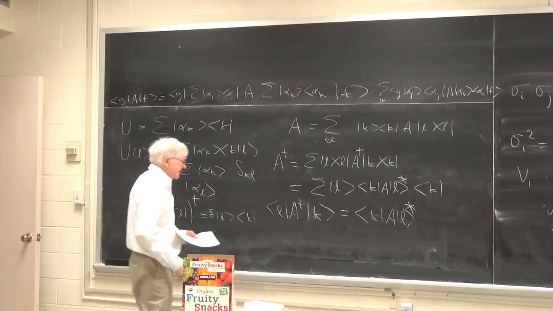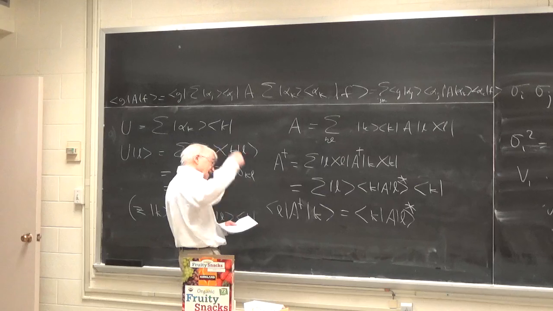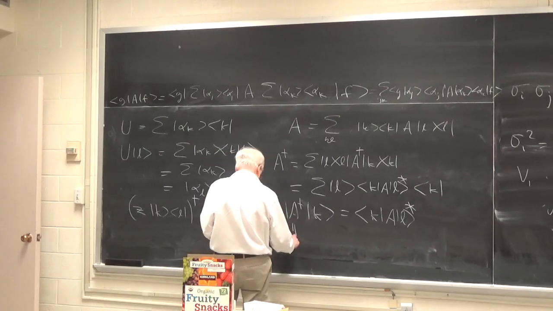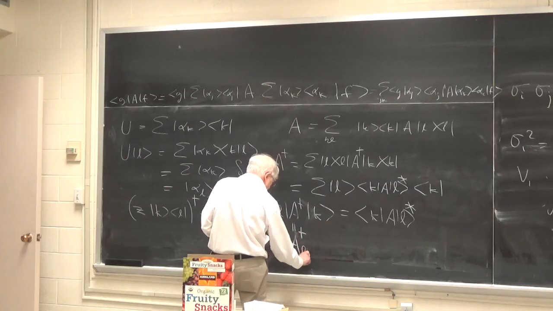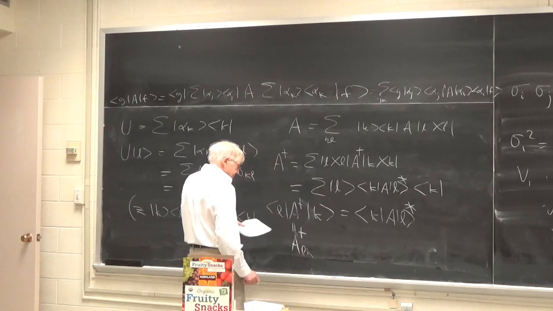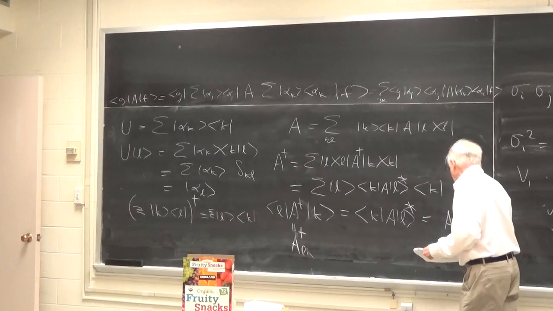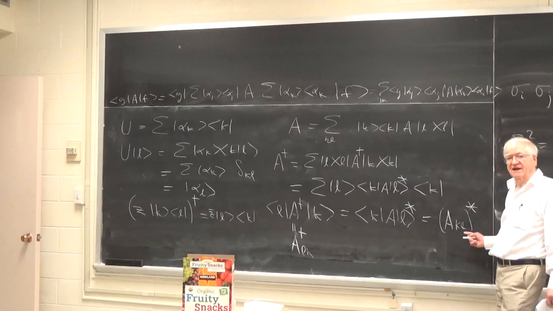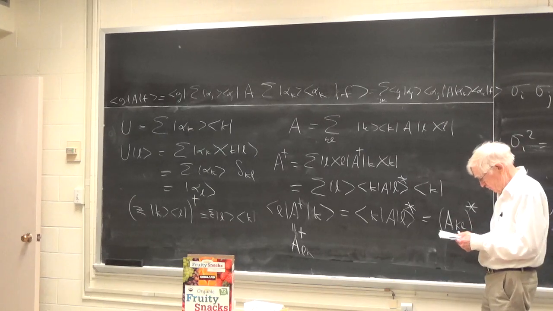And so the matrix that represents the adjoint is, this is A dagger LK, and this is AKL complex conjugate. There's a typo. I wrote LK instead of KL in the book. That was a mistake. So we want to change that.